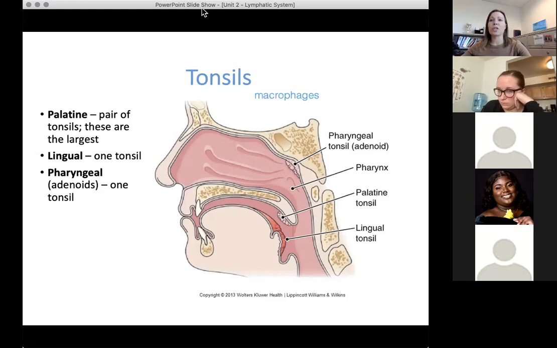And for their description, these are rings of lymphoid tissue in the throat.